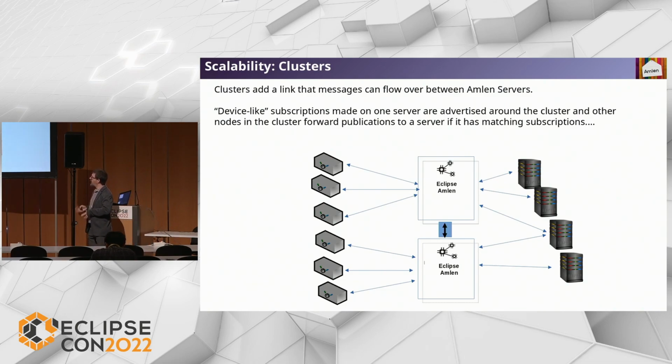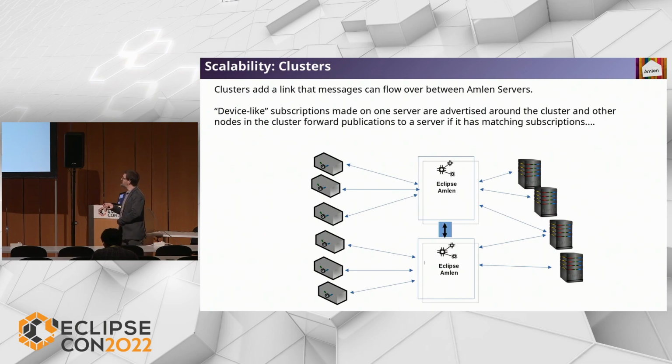HA pairs are for reliability, whereas clusters are for scalability. So with a cluster, you add this blue link between the servers so that a subscriber up here on the top Amlen can receive messages published on the bottom Amlen, and they flow over these links between servers. People might, if they've not used Amlen very much before, think, I want multiple servers, I will just use a cluster and I won't use HA pairs. But they're for different things.